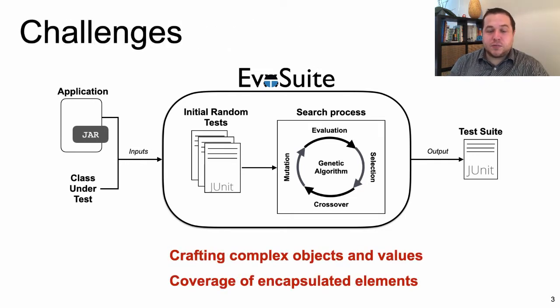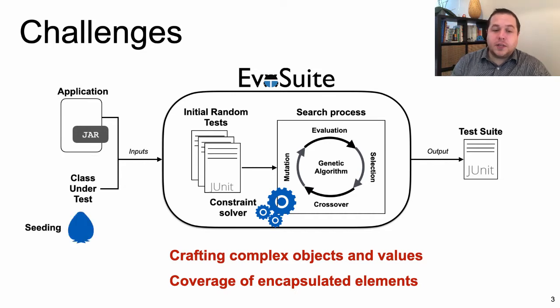Despite the many advances, there are still several challenges for search-based unit test generation. Among those challenges are the crafting of complex objects and values that are used in the test, for instance, as parameters for different method calls, but also the coverage of encapsulated elements in the code. Various approaches have been used to overcome those challenges, for instance, constraint solvers to generate complex objects and values, allowing execution of some specific part of the code, but also techniques like seeding, where information from either the source code or the existing test suite is provided to the search process in order to overcome the different limitations.